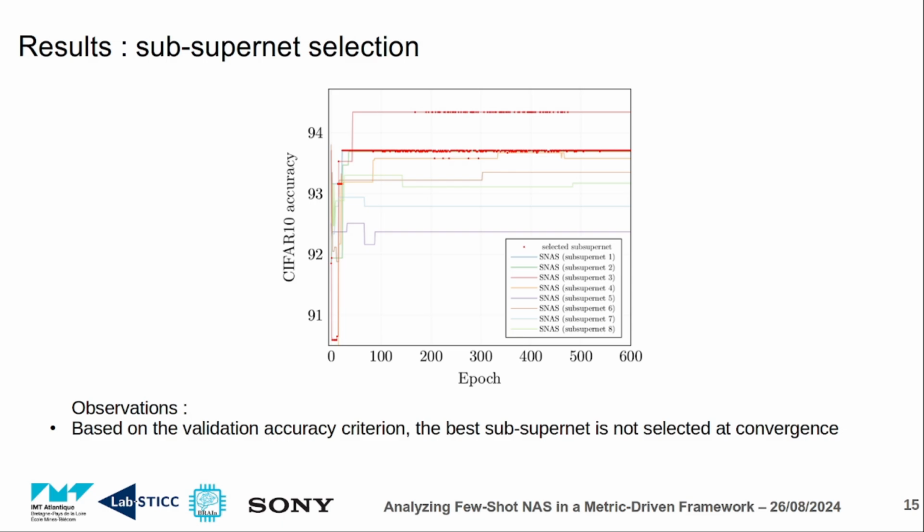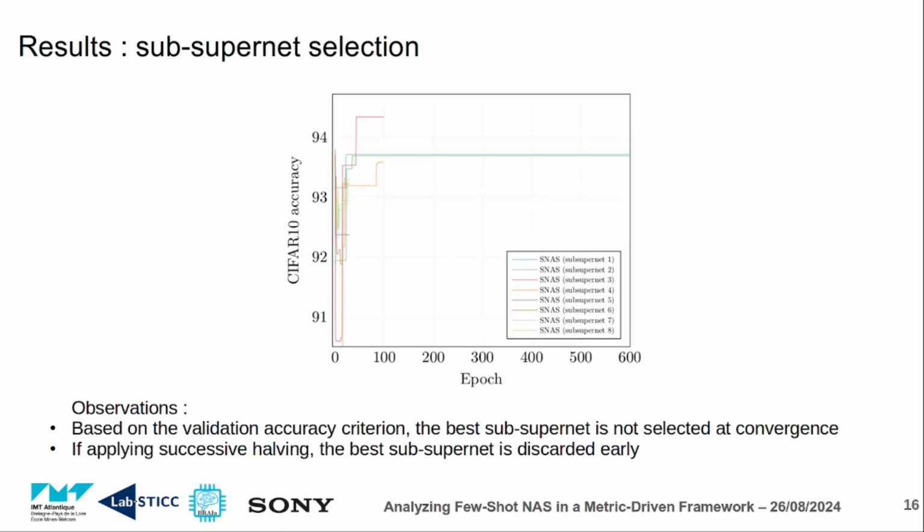We observe that the best sub-supernet is not selected at convergence. Therefore, the criterion is suboptimal. Moreover, when applying successive halving as proposed in GM-NAS to discard lesser sub-supernets early and reduce the cost of training, we observe that the best sub-supernet is discarded early, which is undesirable. As a result, validation accuracy is not a good criterion to select the sub-supernet.